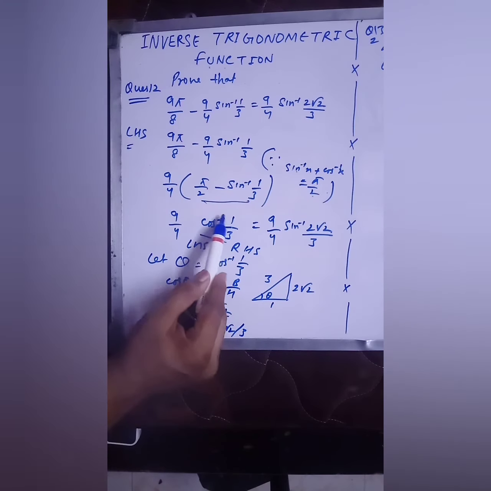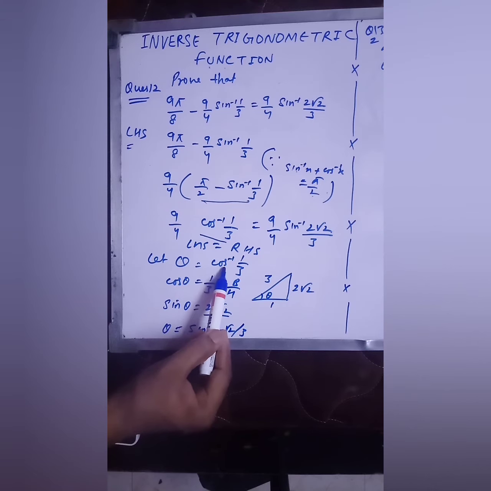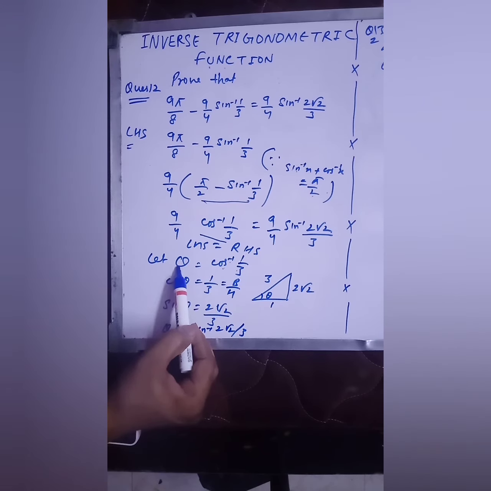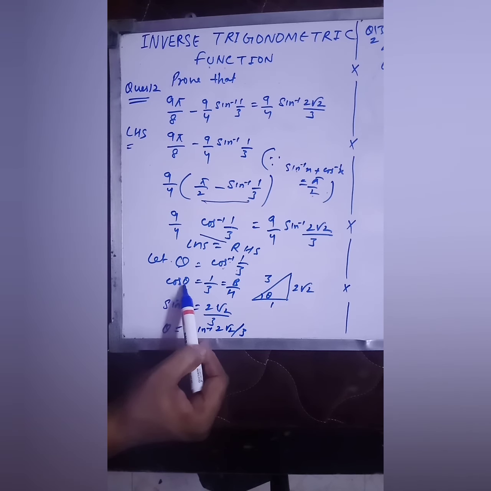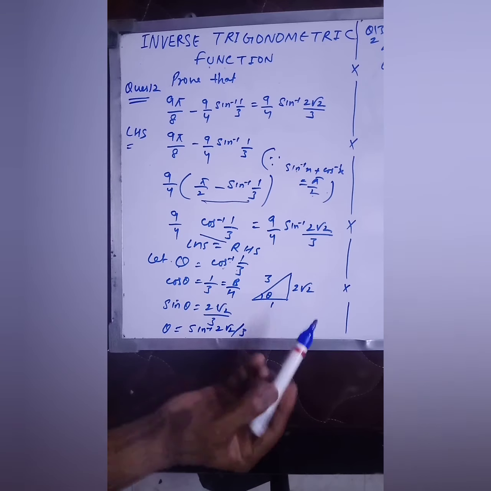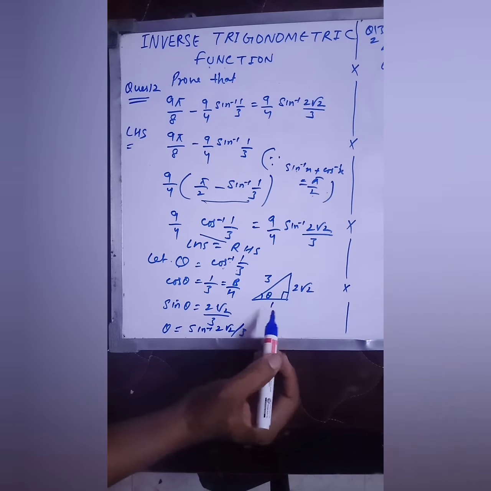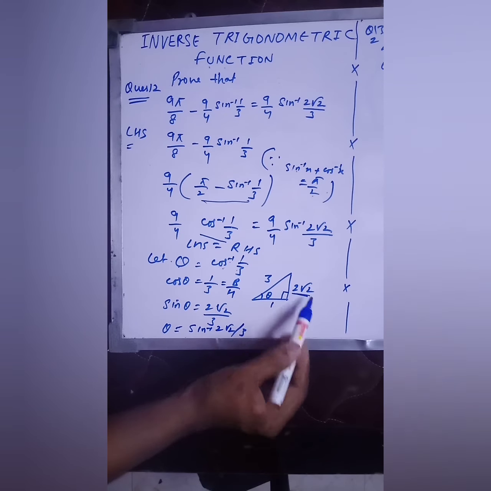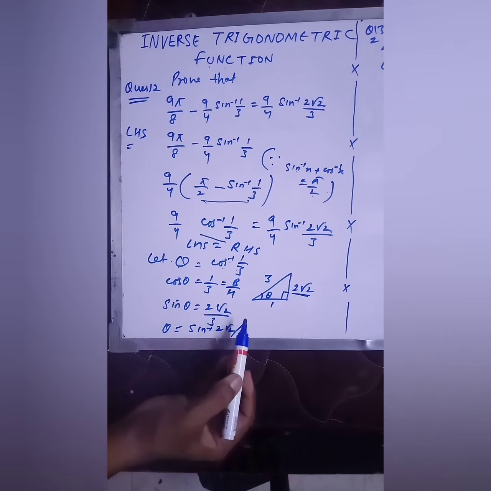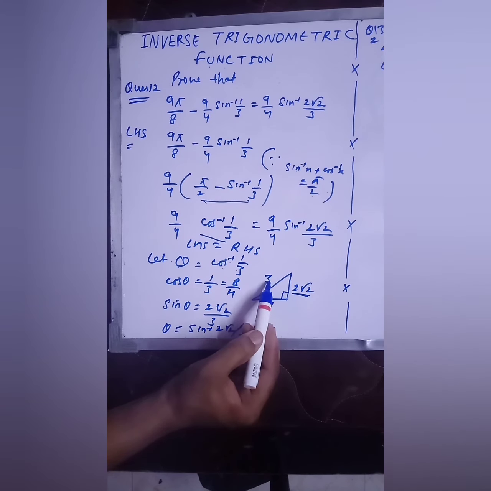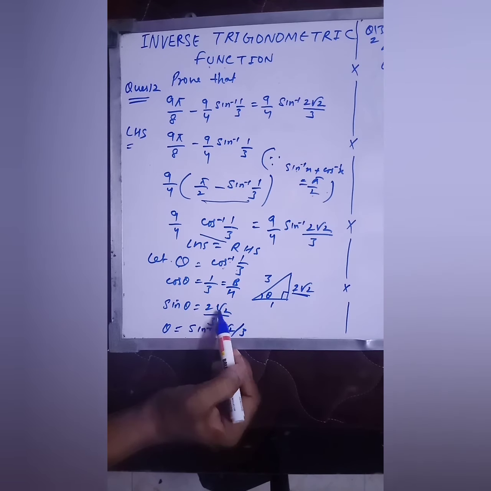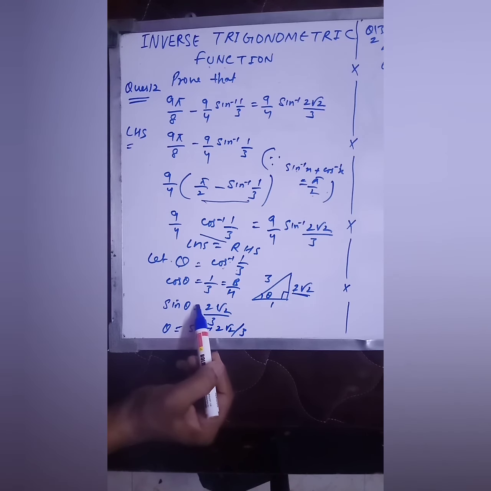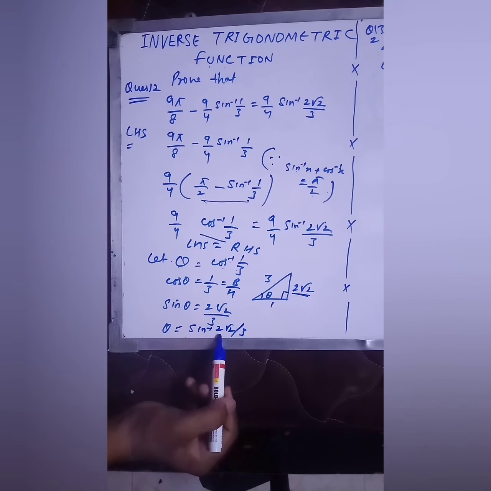And now I am taking this cos inverse 1 by 3, I am assuming that this cos inverse 1 by 3 is theta, and when this cos comes here you will write cos theta equals 1 by 3. The formula of cos is based upon hypotenuse, so you have to draw a right angle triangle in which you apply Pythagoras theorem, and you will get perpendicular, that is 2 root 2. Then your sin theta will be perpendicular upon hypotenuse, so that will be 2 root 2 over 3, and this sin you have to bring on the right hand side. So your theta is equal to sin inverse 2 root 2 by 3.